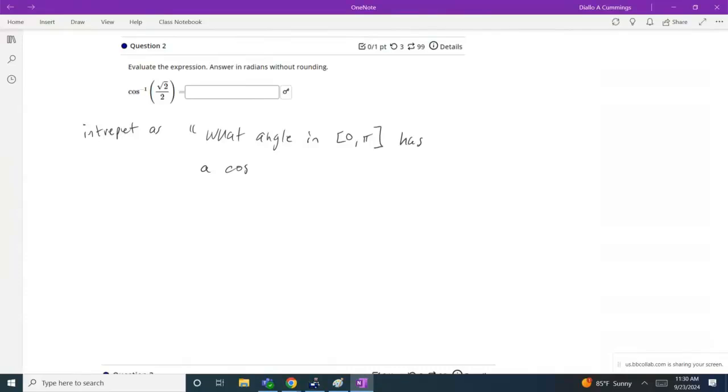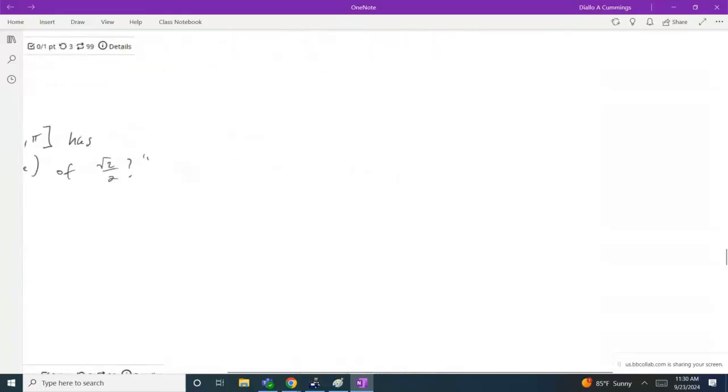Has a cosine, okay, and remember cosine is the x value of square root of 2 over 2. So I'm going to look in the unit circle, and I'm going to find the angle that has an x value of square root of 2 over 2.